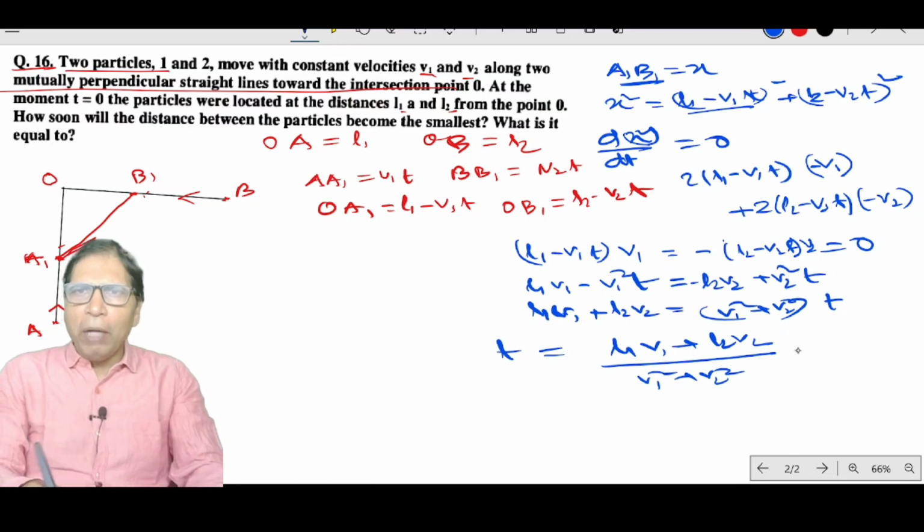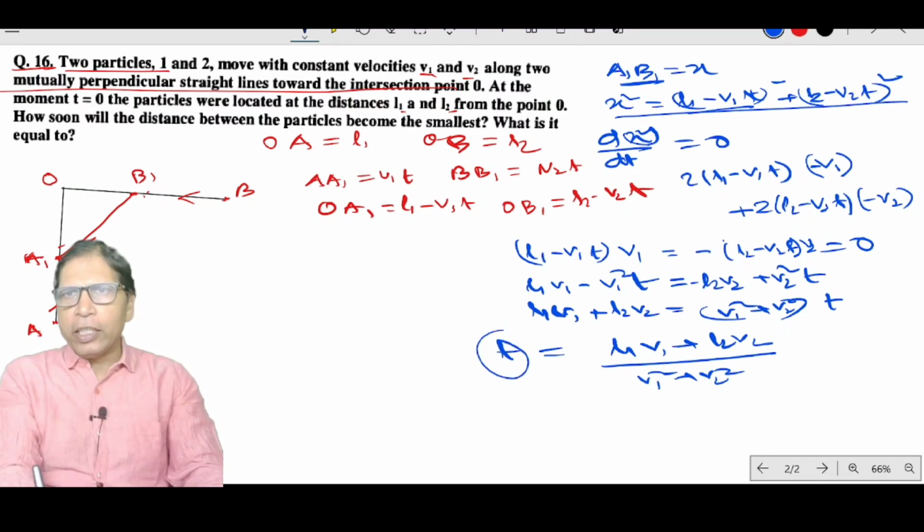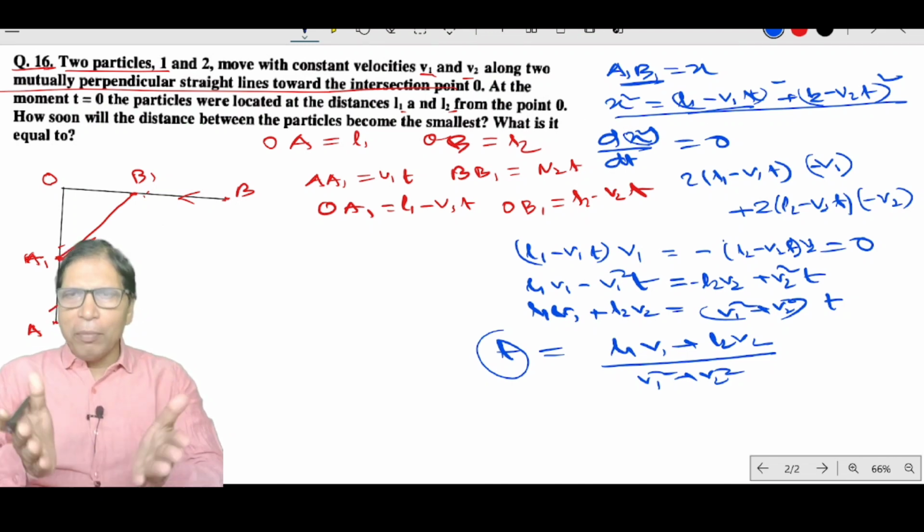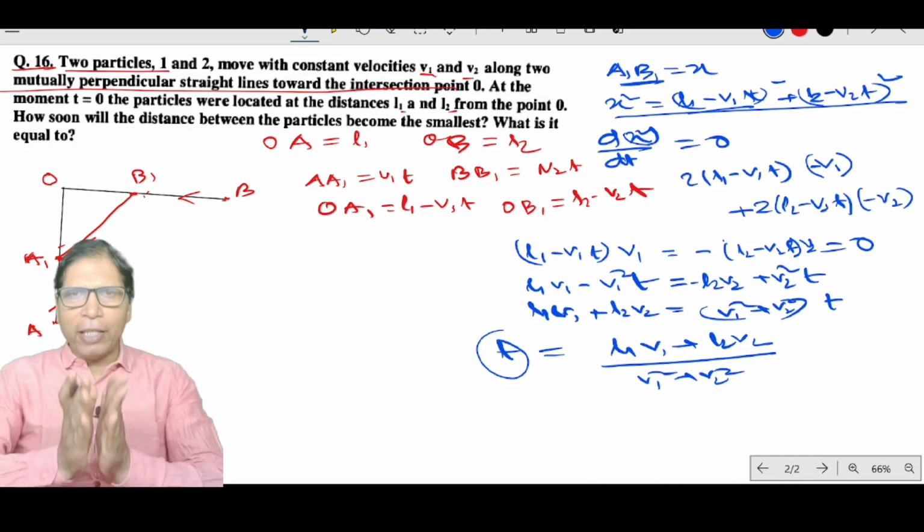To find the minimum distance, we have to put the value of t in this equation. Then x is obtained. x is the minimum distance between A and B.